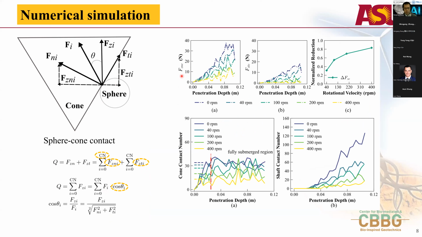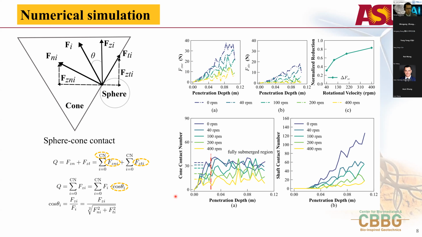Here is the result for the vertical component of the contact normal force and that for the contact shear force. We can see that both the vertical component of the contact normal force and that of the contact shear force increase with the penetration depth, but decrease with the rotational velocity. Also, the vertical component of the contact normal force contributes more to the penetration resistance than the vertical component of the contact shear force.